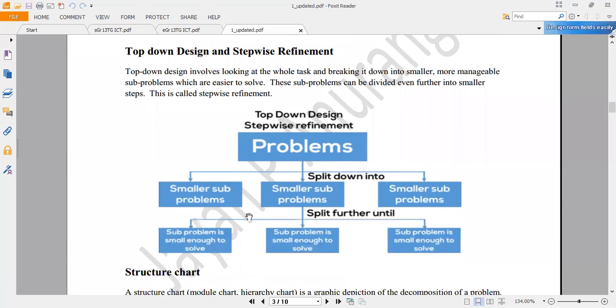In top-down design with stepwise refinement, the main problem is divided into sub-problems. Then these can be further divided into sub-problems.